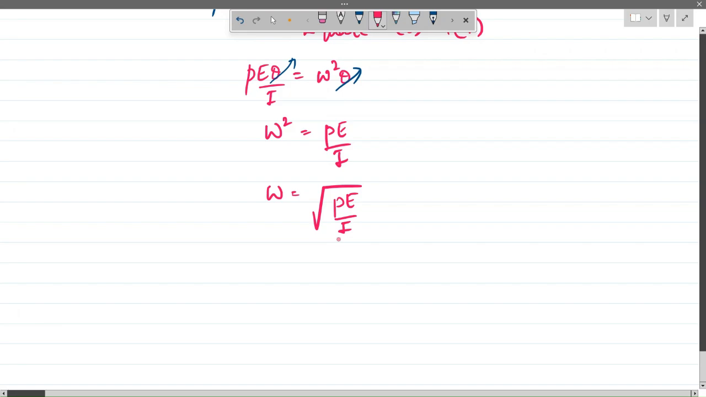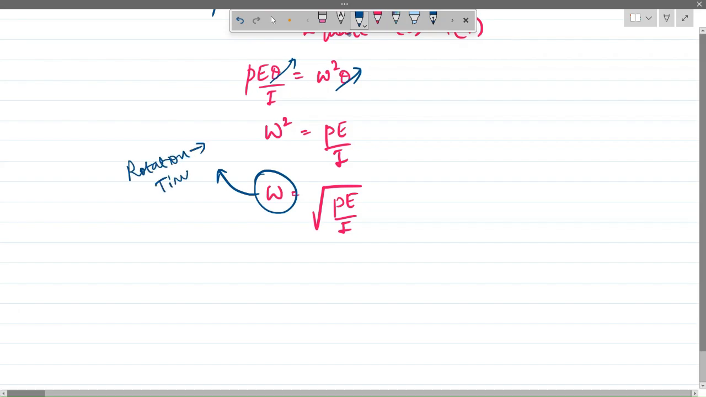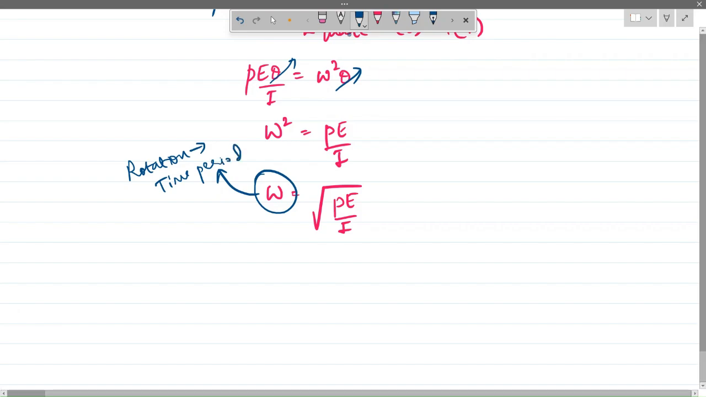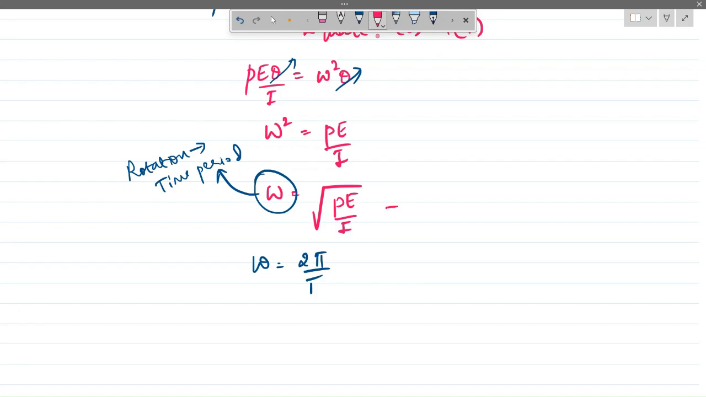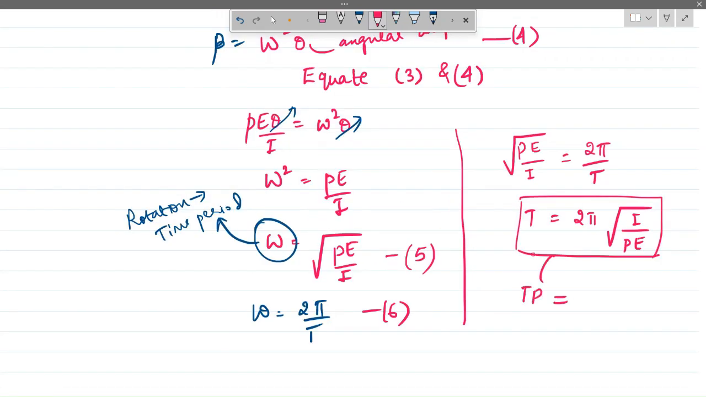We know that when the rotation happens, there is a term called time period. So omega is equal to 2 pi by T. We have studied it in our 11th class. So equate equation 5 and 6. What do we have here now? Root of pE divided by I is equal to 2 pi divided by T. T is equal to 2 pi under root I by pE. This is the expression for the time period of an electric dipole in a uniform electric field.